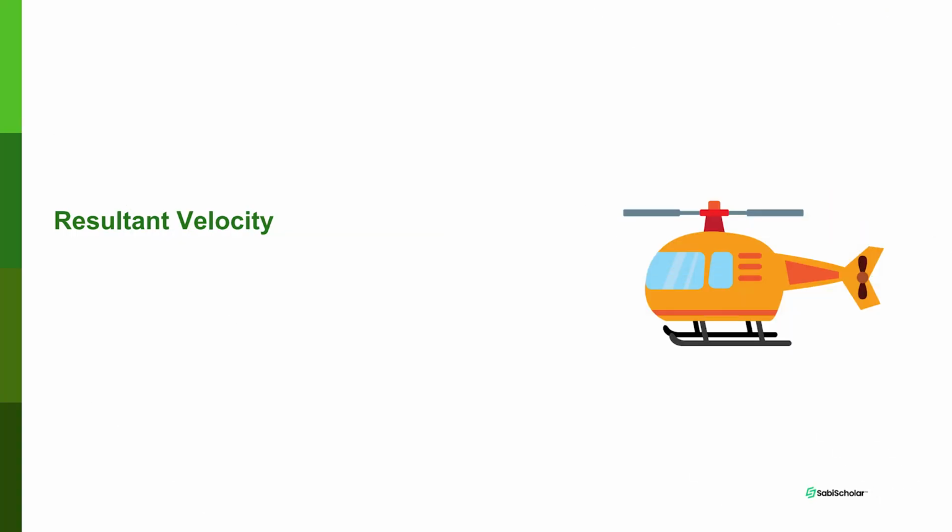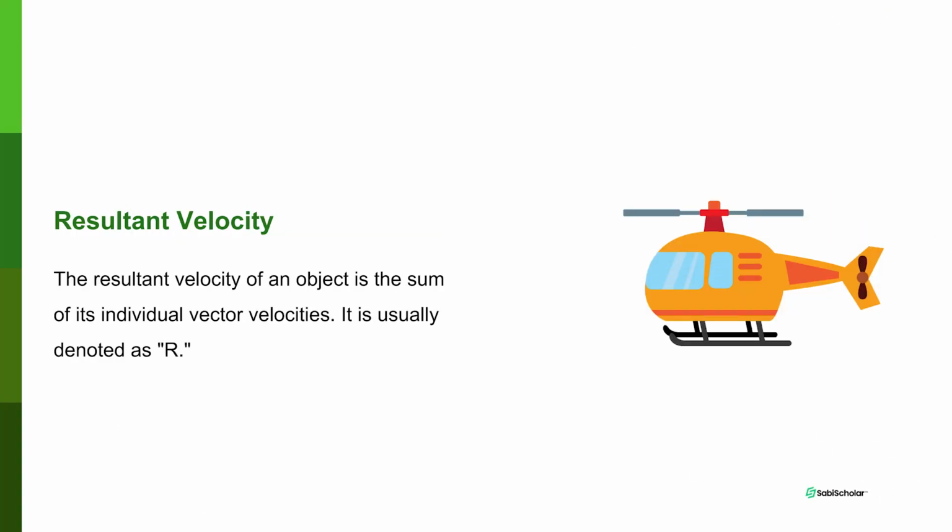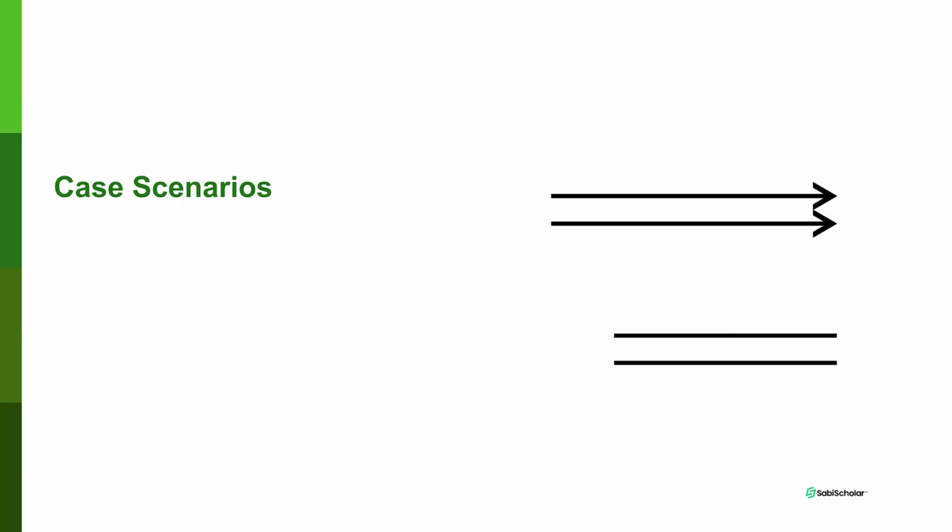Now let's talk about resultant velocity. The resultant velocity of an object is the sum of its individual vector velocities. Say you have an object that moves in one direction, then changes direction and moves in another direction, then changes direction again and moves in another. The resultant, the effective velocity of that object, is going to be the sum of the individual vector velocities. The resultant velocity is noted as R, capital letter R, to represent resultant. And we can look at some common scenarios of resultant velocities.